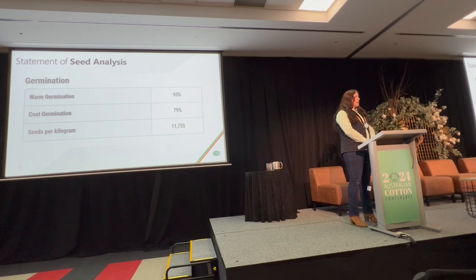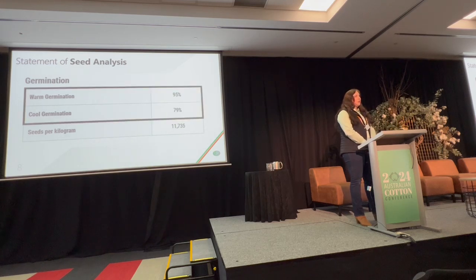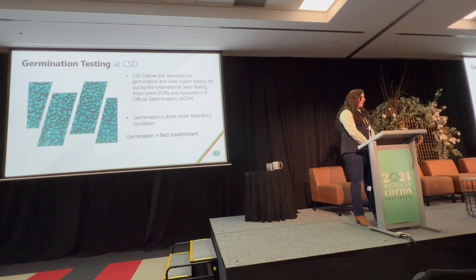Okay, so moving on to arguably the most important aspect of seed quality, the germination. So CSD provides results for both the warm germination and the cool germination percentages. So I'll just go through how these tests are conducted and how you can utilise this information. So all germination testing conducted by CSD follows the standards for germination and seed vigour testing set out by the International Seed Testing Association and the Association of Official Seed Analysts. So it's important to note that these are all conducted under lab conditions using the rolled towel method, so they are not expected to predict field establishment.